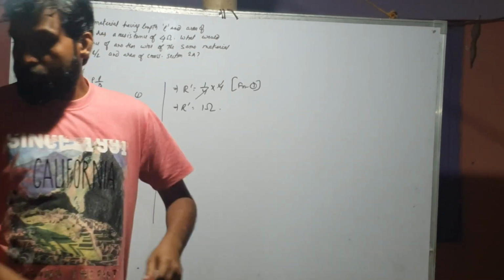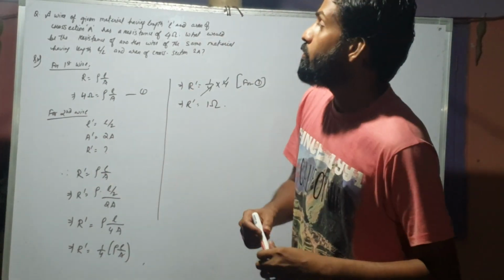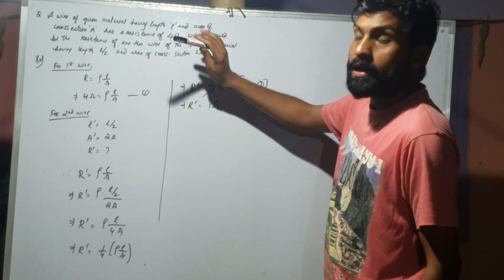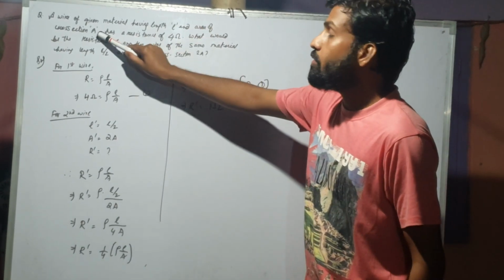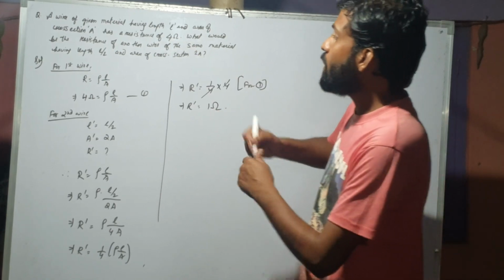We are going to discuss the next question, the example from your book. They say here a wire of a given material having length L and area of cross section A has a resistance of 4 ohm. So this is our first wire.